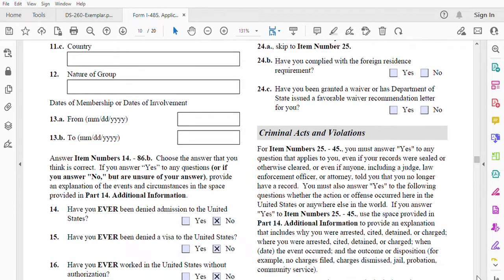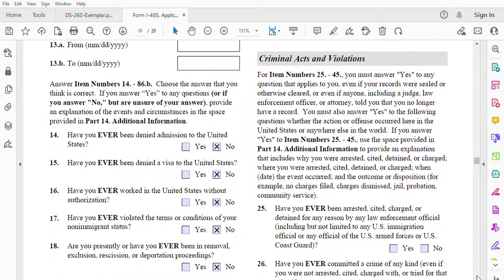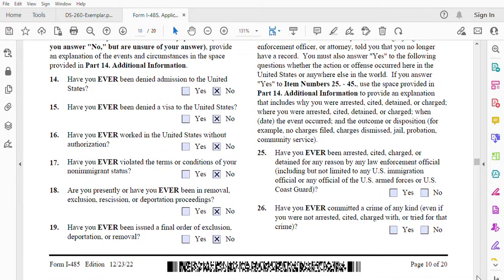Criminal acts and violations. Have you ever been arrested, cited, charged, or detained for any reason by any law enforcement official, including but not limited to any U.S. immigration official or any official of the U.S. Armed Forces or U.S. Coast Guard? No. Have you ever committed a crime of any kind, even if you were not arrested, cited, charged with, or tried for that crime? No.